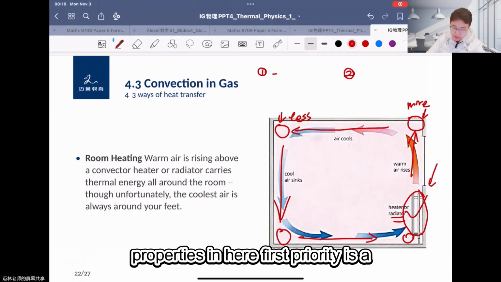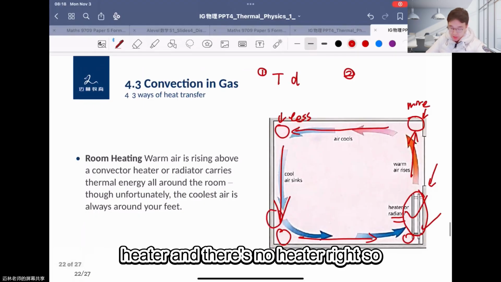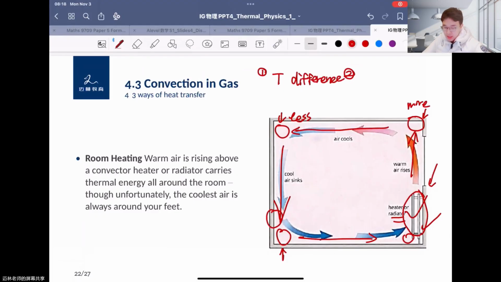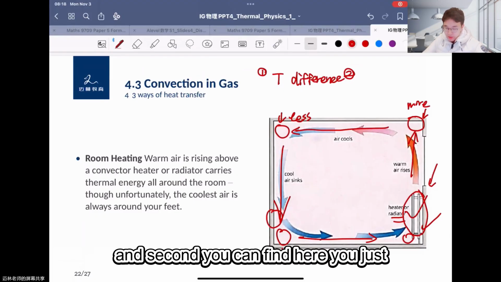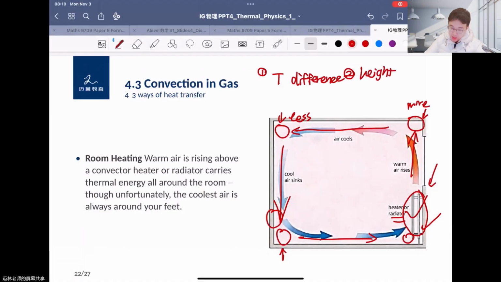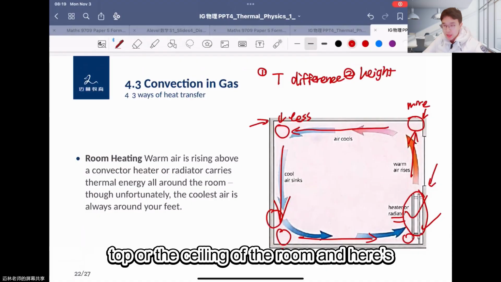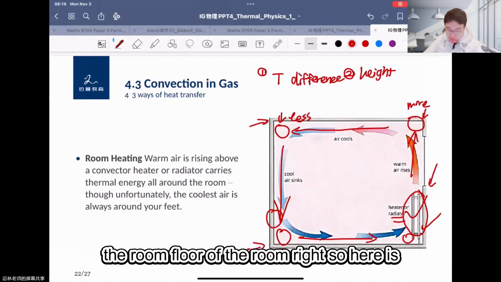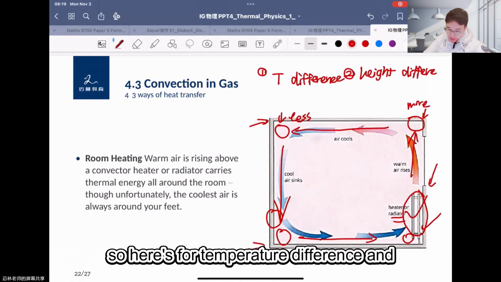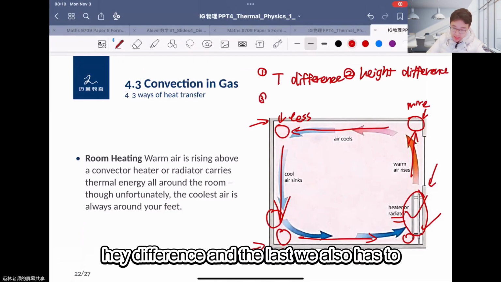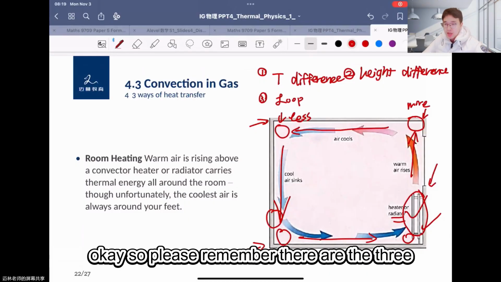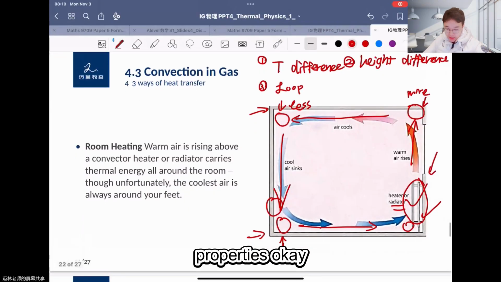Okay, so we also have some properties here. First property is temperature difference, right? Because there's a heater and there's no heater, right? So the first property is they have a temperature difference. And second, you can find here a height difference, right? Because here is the top or the ceiling of the room, and here is the floor of the room, right? So here's also a height difference, okay? So here's the temperature difference and the height difference. And the last, we also have to form a loop, right? So here's the convection, okay? So please remember there are these three properties, okay?